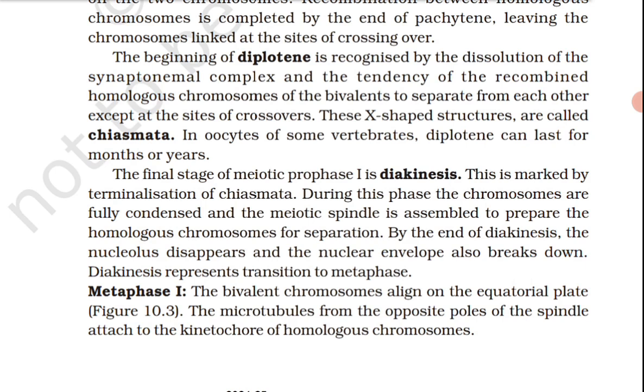Next is telophase second. Meiosis ends with the telophase second, in which the two groups of chromosomes once again get enclosed by a nuclear envelope. Cytokinesis follows, resulting in the formation of a tetrad of cells, that is 4 haploid daughter cells.